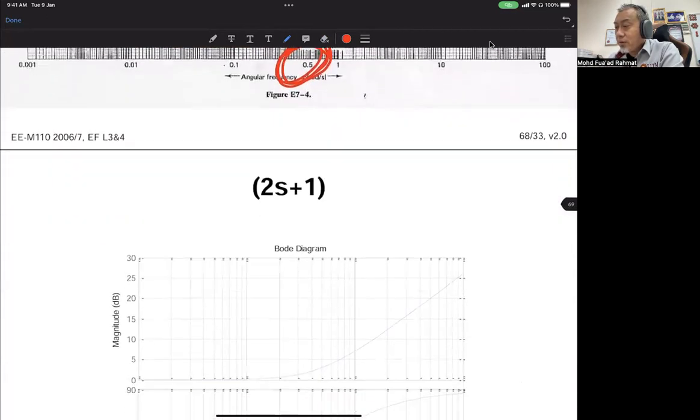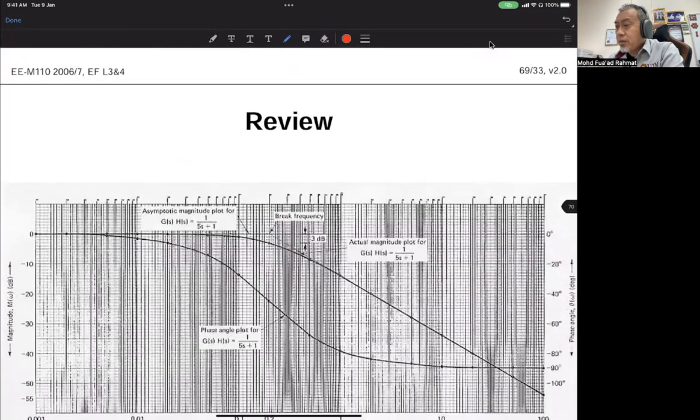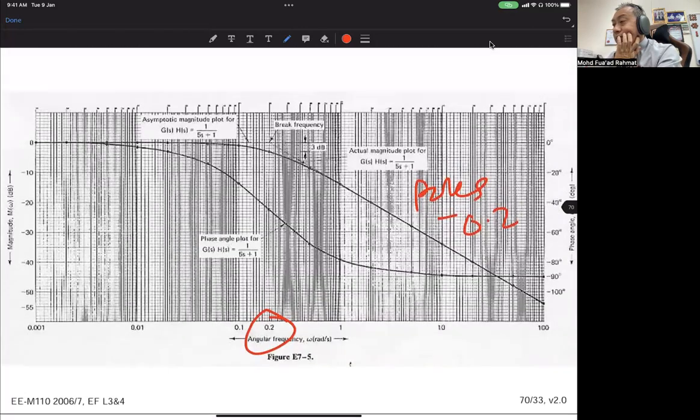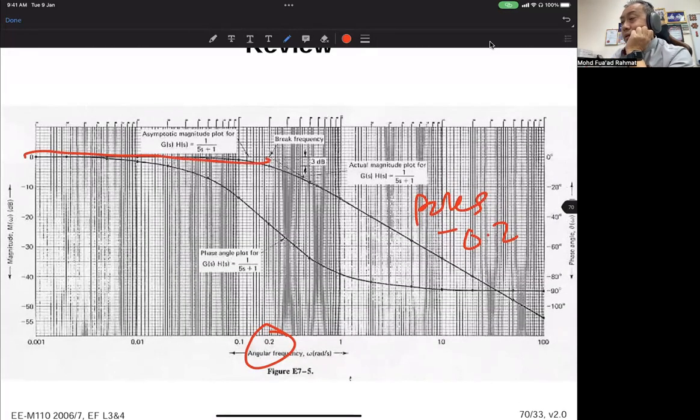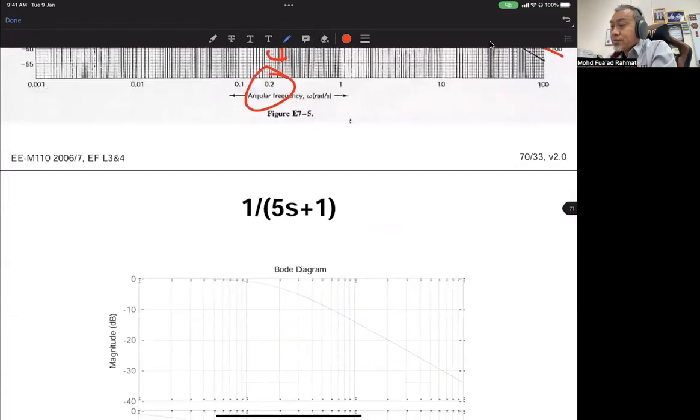But if you have a pole value, let's say this one, minus 0.2, you can see that the corner frequency will be 0.2. So it goes like this and it goes down. That is the magnitude, where the corner frequency occurred at 0.2.